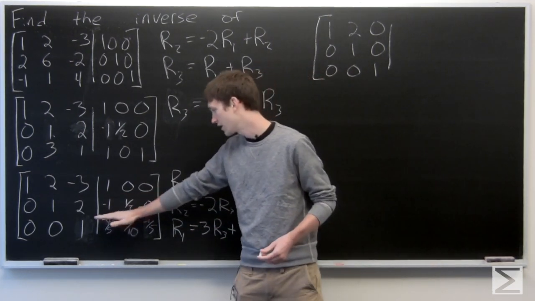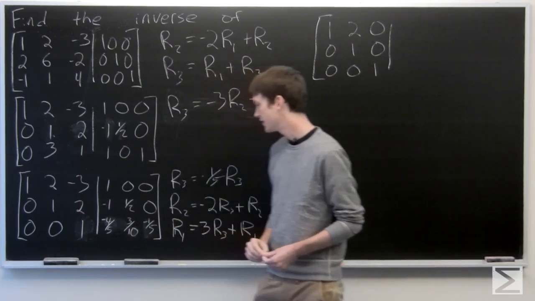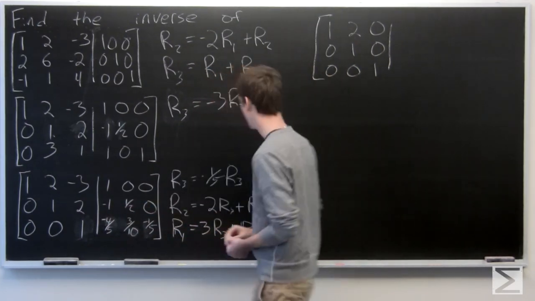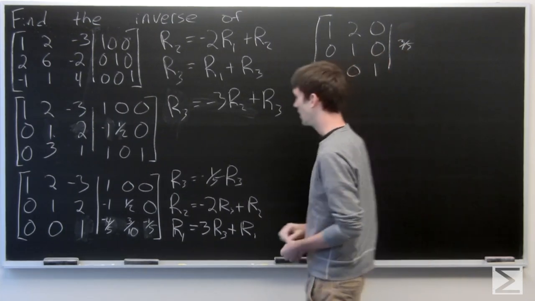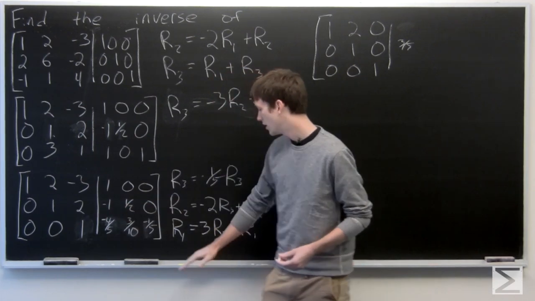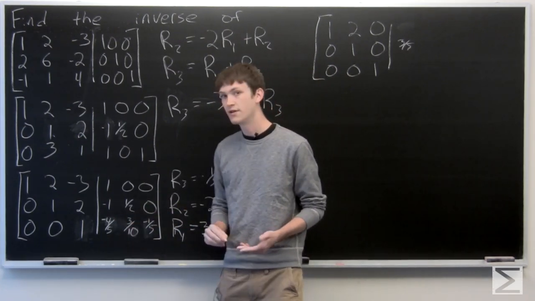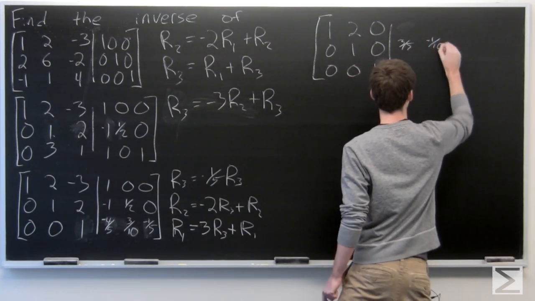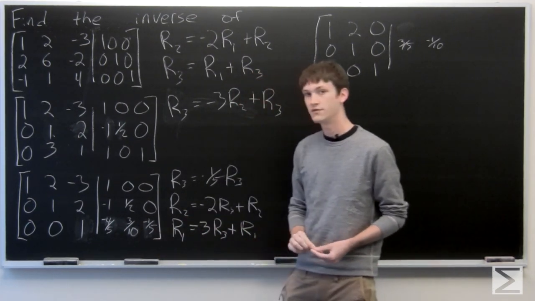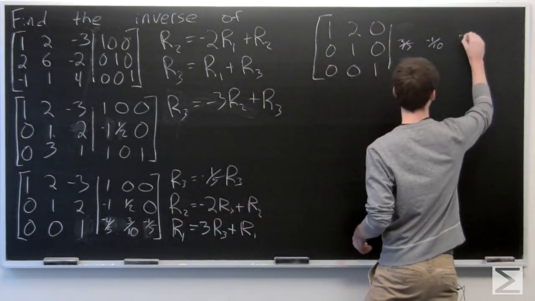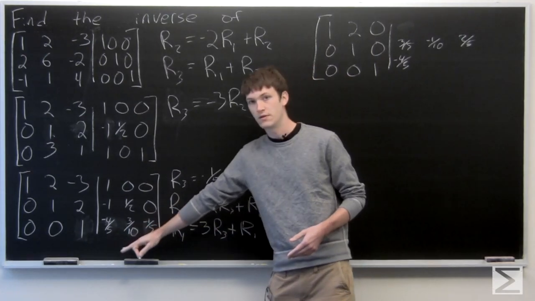2. Okay, so for our second row, we have negative 2 times row 3. So negative 2 times negative 4 fifths is 8 fifths plus negative 1. So we have a positive 3 fifths in this position. And then negative 2 times 3 tenths is negative 6 tenths plus 1 half is going to be negative 1 tenth. And then finally we have negative 2 times negative 1 fifth is positive 2 fifths plus 0 is 2 fifths. Okay, we keep the third row the same.